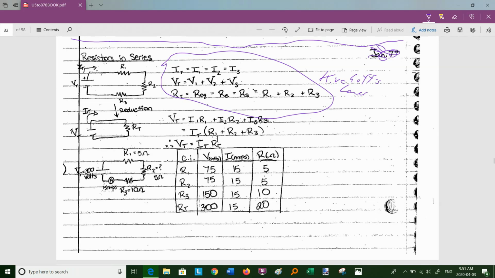Okay, so let's look at an example here. Let's say we have 300 volts, and I know R1 is 5 ohms. I'm not sure what R2 is. I know R3 is 10 ohms, and I know the current is 15 amps. So we want to solve for what's going in. And I have what's called a SEVERE chart. Oh, it's very serious, severe chart, but really just CI, VIR. And CI stands for circuit item.